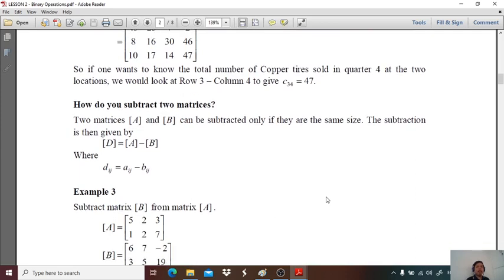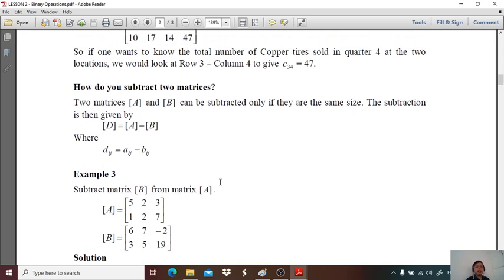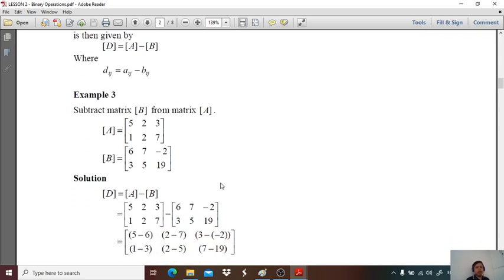They have the same condition as addition. Number one is they have the same size. The difference is that in subtraction you have to subtract the elements in the same position. The only thing is, A minus B is not equal to B minus A. But in addition, A plus B is equal to B plus A. That is the law or rule.